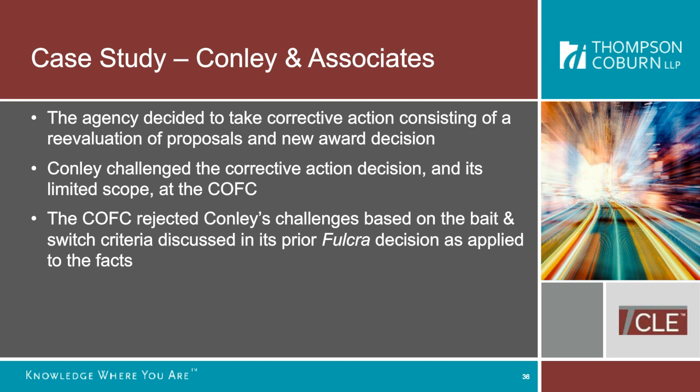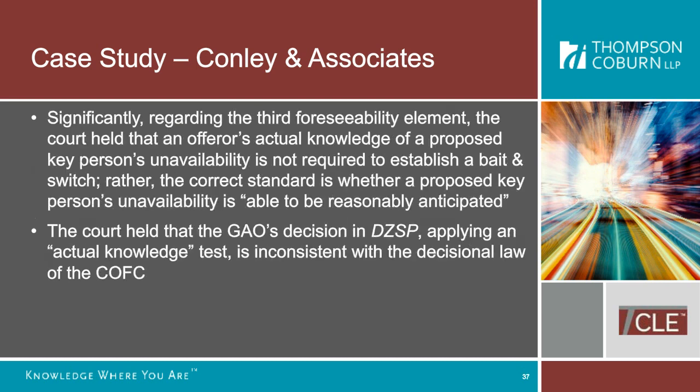And a couple of weeks ago, the court denied Conley's protest. Significantly, the court's decision found that the Army could have rationally found Conley's actions constituted a bait and switch. And this is true even though Conley had expected Barber to return. In doing so, the court applied a relatively low bar to evidence a bait and switch, which conflicts with the test used in DZSP. Essentially, under these facts, the court said it was foreseeable that Barber would not return to Conley.